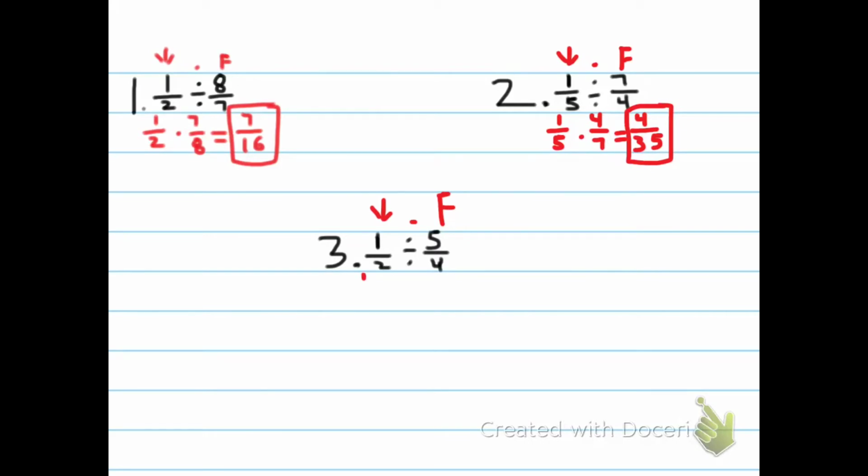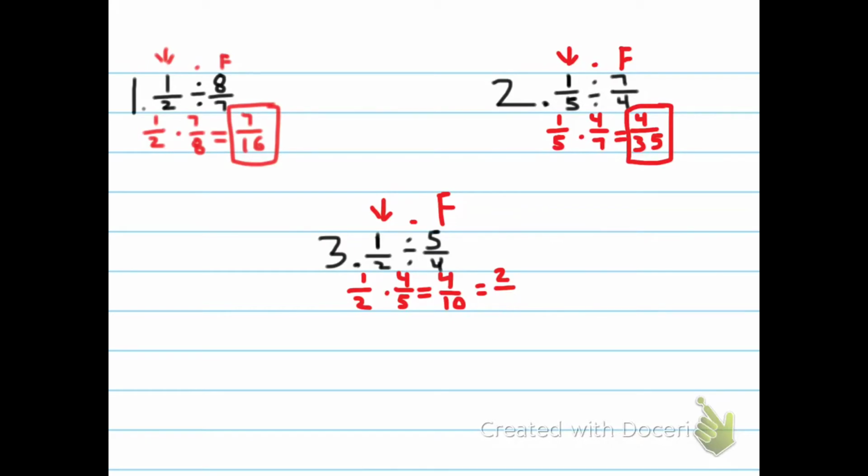So for number 3, keep the first fraction, change the sign, and then flip this fraction. So 1/2 times 4/5 equals 4/10. And so we could simplify this down to 2/5.